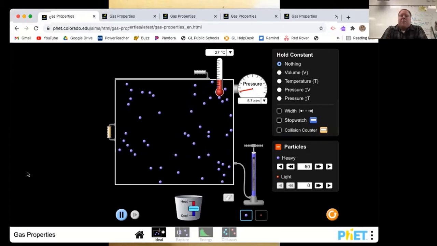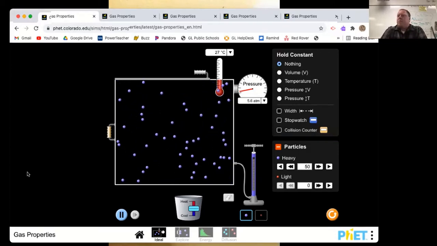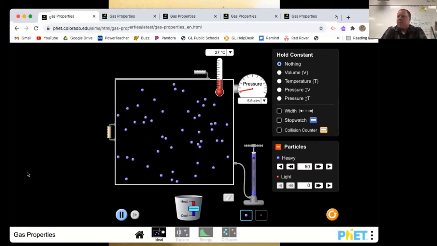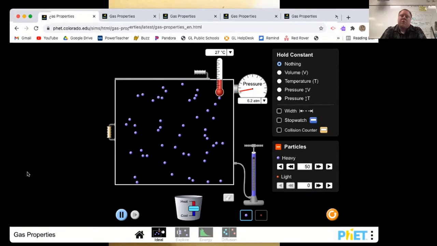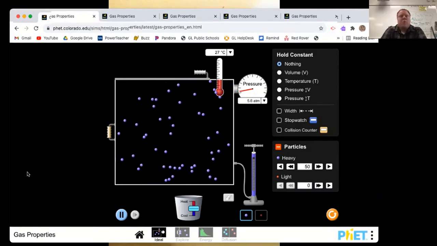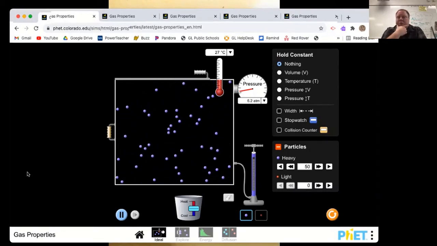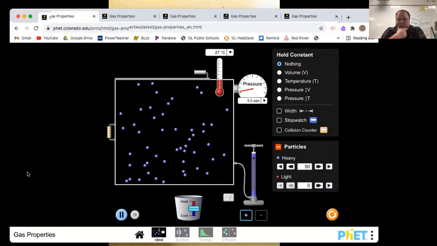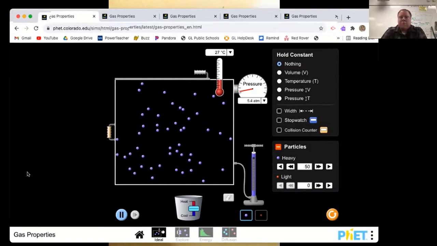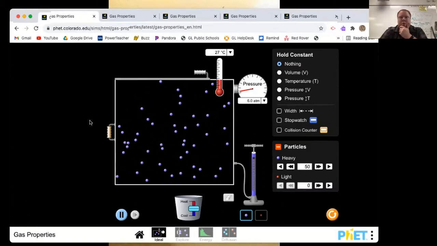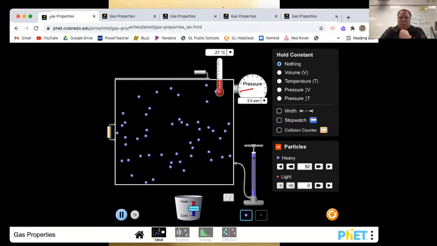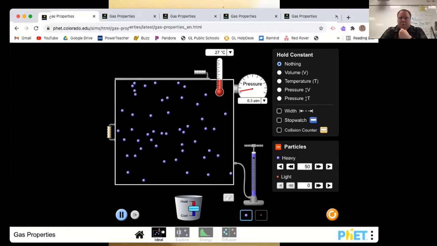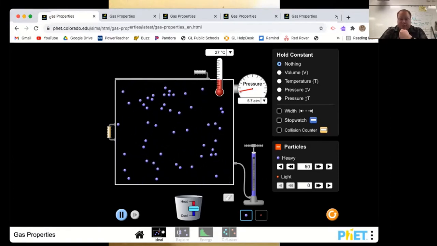I want everybody to make a prediction in the chat. Tell me, if I were to heat this up to say 600 degrees Celsius, what will happen to all of those particles? What will change? Go ahead and type your answer in the chat for me, please. Something about those particles will change, yes.